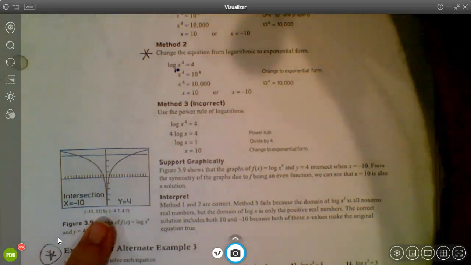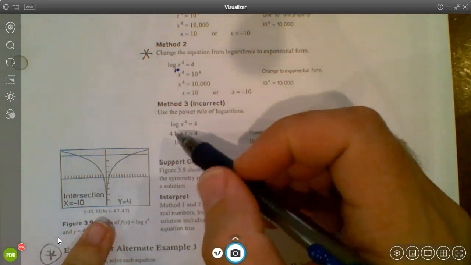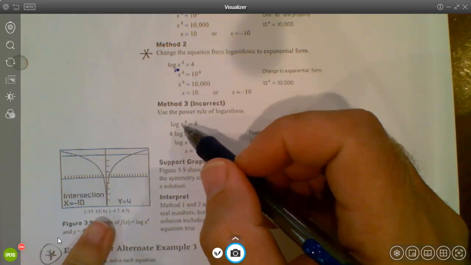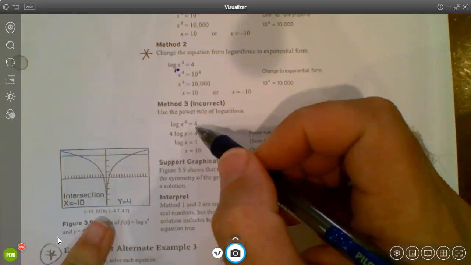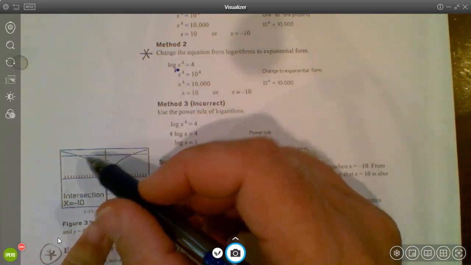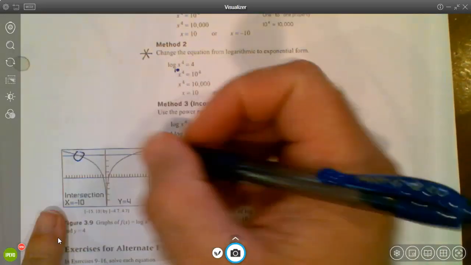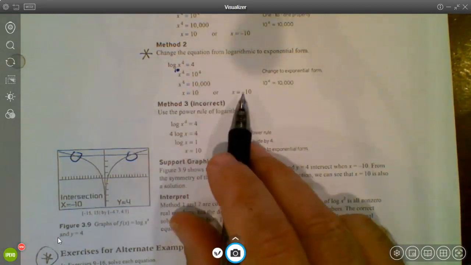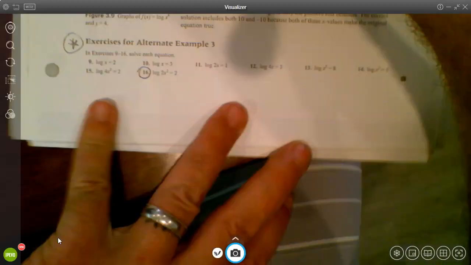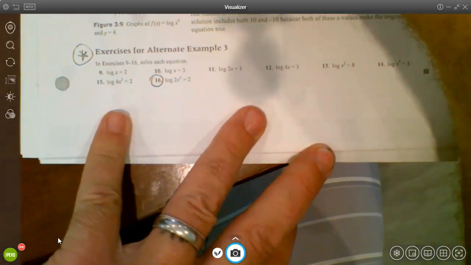Keep in mind we can always check these graphically on our calculator. If you go back to the original problem, if I graph the log of x to the 4th as one graph, y equals 4 as a separate graph, and then look at where those two graphs intersect. They intersect right here at -10 and right here at +10. And so we can also see that those guys match up with the answers that we got by doing some algebra out there.